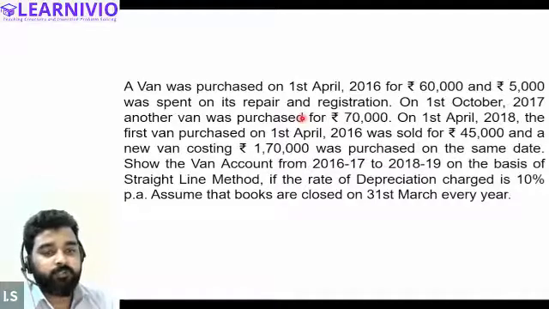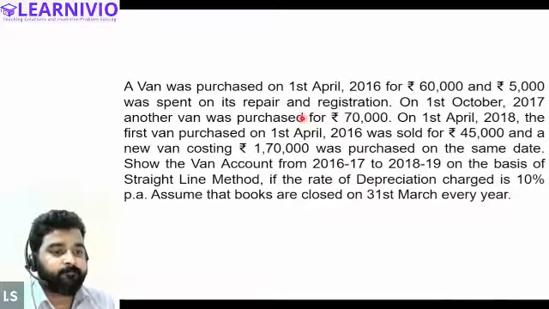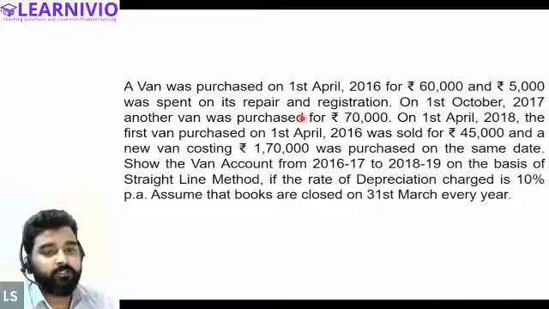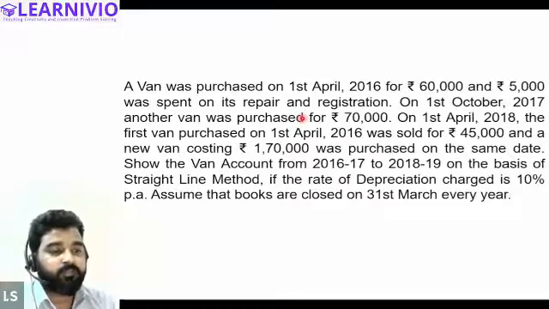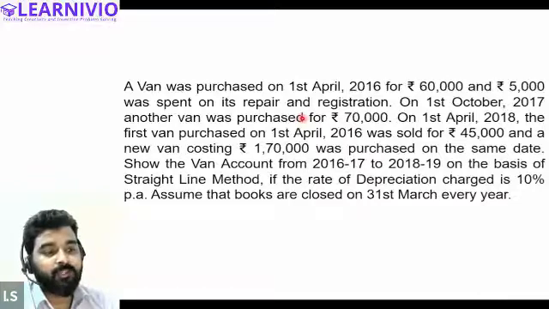On 1st October 2017, another van was purchased for 70,000. So next year on 1st October 2017, we purchased a new van. On 1st April 2018, the first van purchased on 1st April 2016 was sold for 45,000 and a new van costing 1,70,000 was purchased on the same date. On the same date, we are purchasing one new van and selling the first van. Show the van account from 2016 to 2018-19.